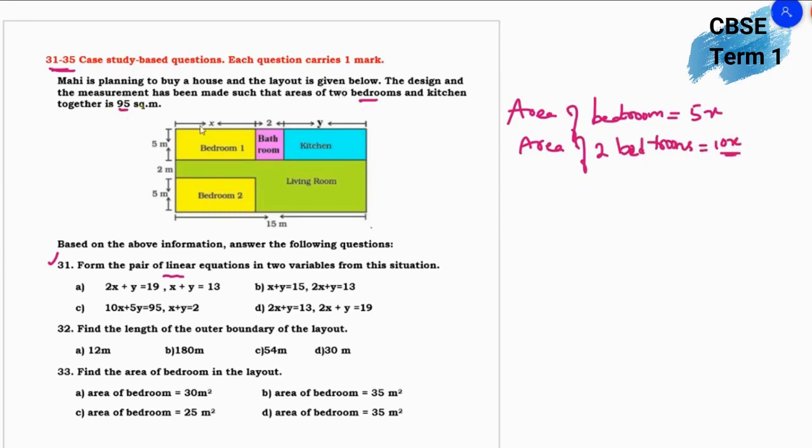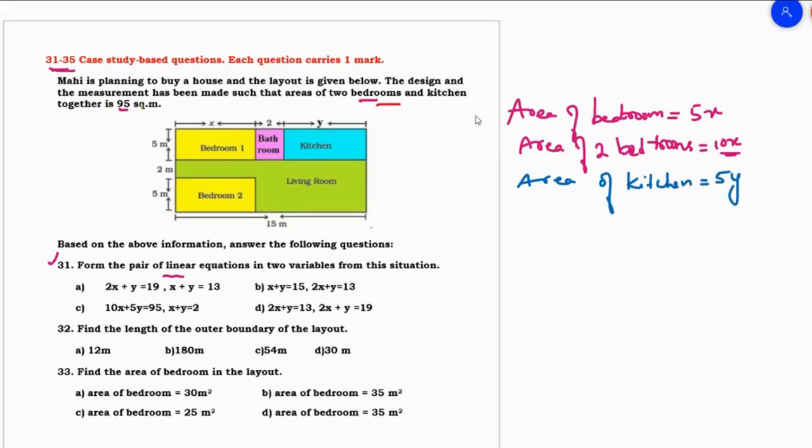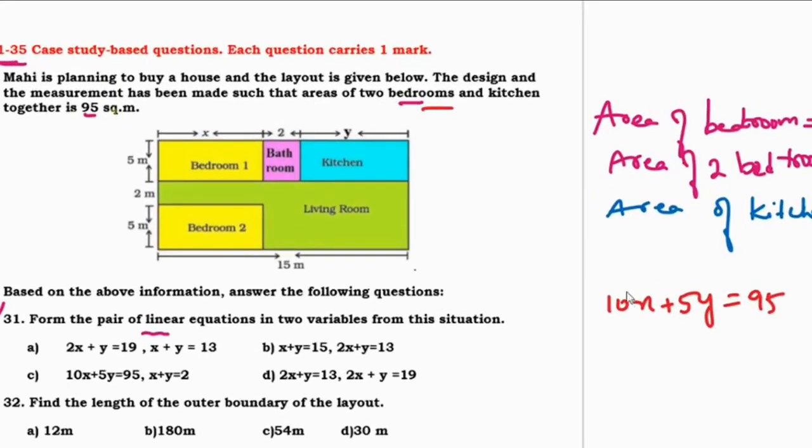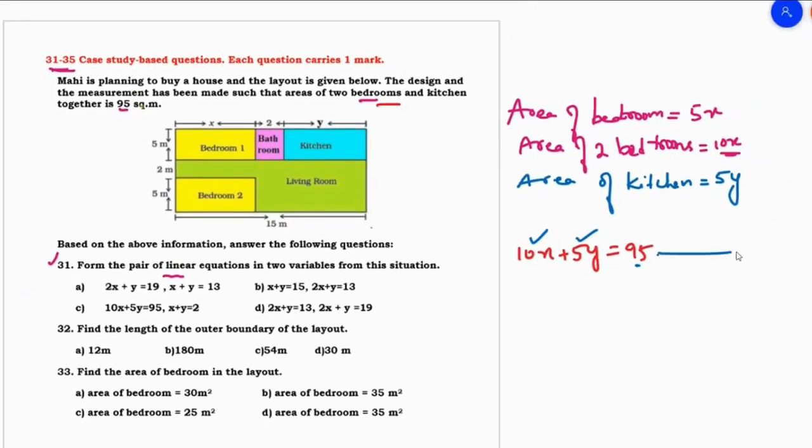Now we will find the area of kitchen also. Area of kitchen: breadth is 5 and length is y. So area of kitchen is equal to 5 into y, which is 5y. Based on the condition in the question, I will write 10x plus 5y is equal to 95. The reason I wrote it like this is that the condition in the question is area of 2 bedrooms, 10x, and kitchen, 5y, together is 95 square meters. I will take it as first equation.